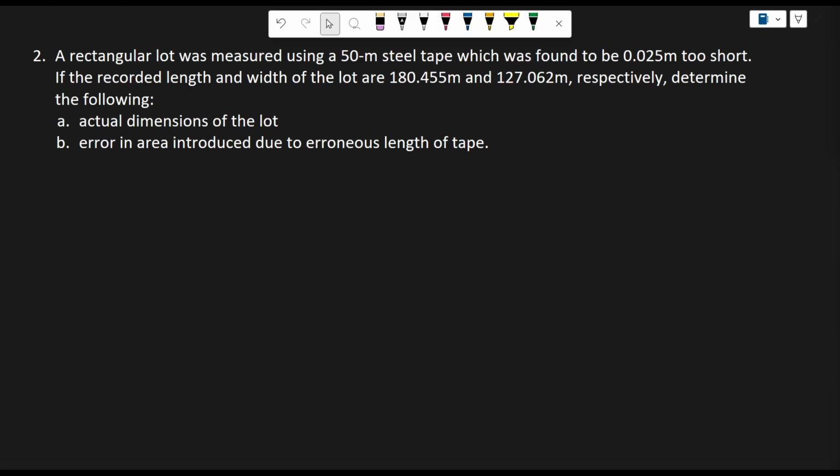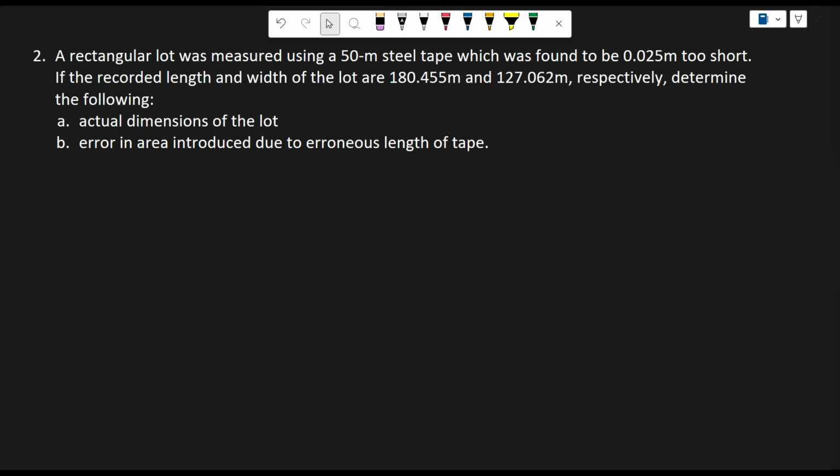Good day, everyone. This is the second problem for taping corrections using incorrect tape length. Let's read the problem. A rectangular lot was measured using a 50-meter steel tape which was found to be 0.025 meters too short. If the recorded length and width of the lot are 180.455 meters and 127.062 meters respectively, determine the following: actual dimensions of the lot, and the error in area introduced due to erroneous length of tape.